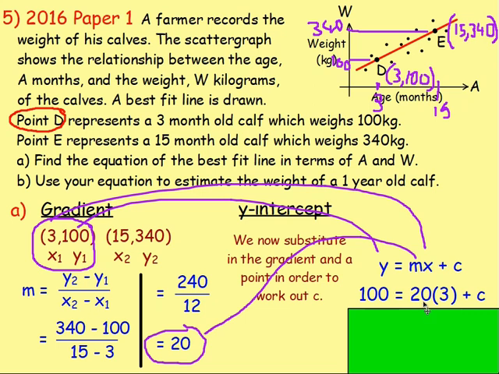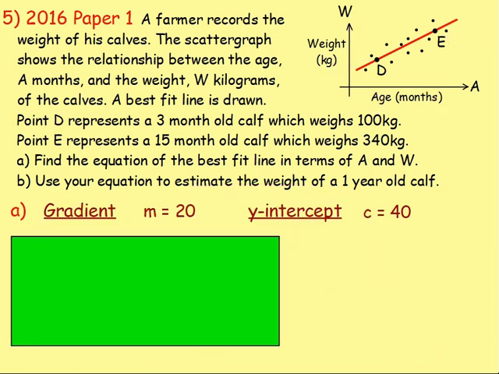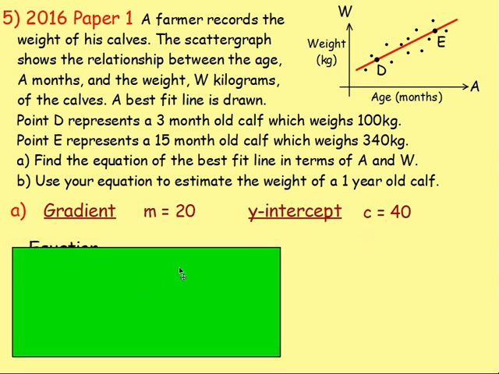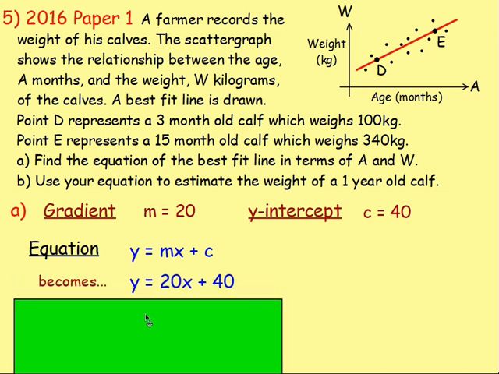So from there, you've got 100 equals 20 times by 3, add c. 20 times 3 is 60, so 100 equals 60, add c. Take 60 off both sides, and c equals 40. Woo! So, we know then that the gradient's 20 and c is 40. We've worked out the gradient and we've worked out the y-intercept. What we can do from there then is work out the equation. So the equation of a straight line, y equals mx plus c. We can replace m with 20, replace c with 40, and that's almost our answer.